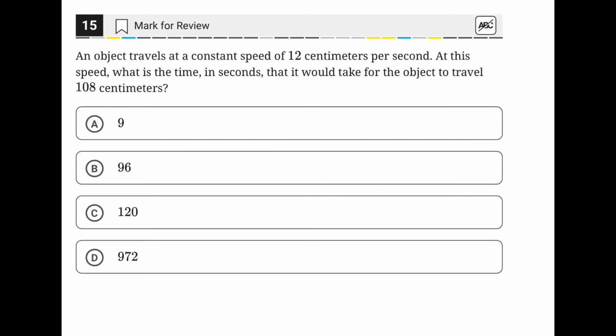An object travels at a constant speed of 12 centimeters per second. How long is it going to take to travel 108 centimeters? So you take 108, you divide it by 12, and you get 9.